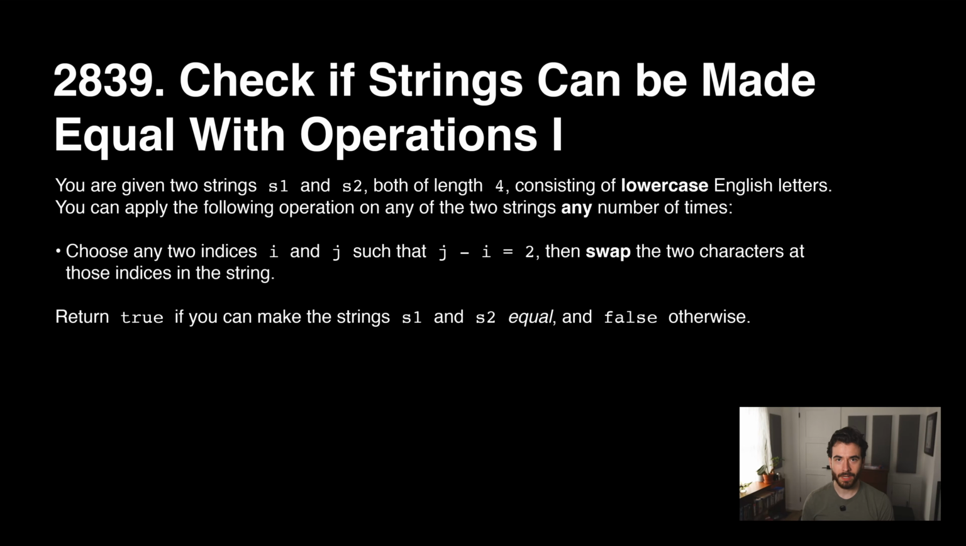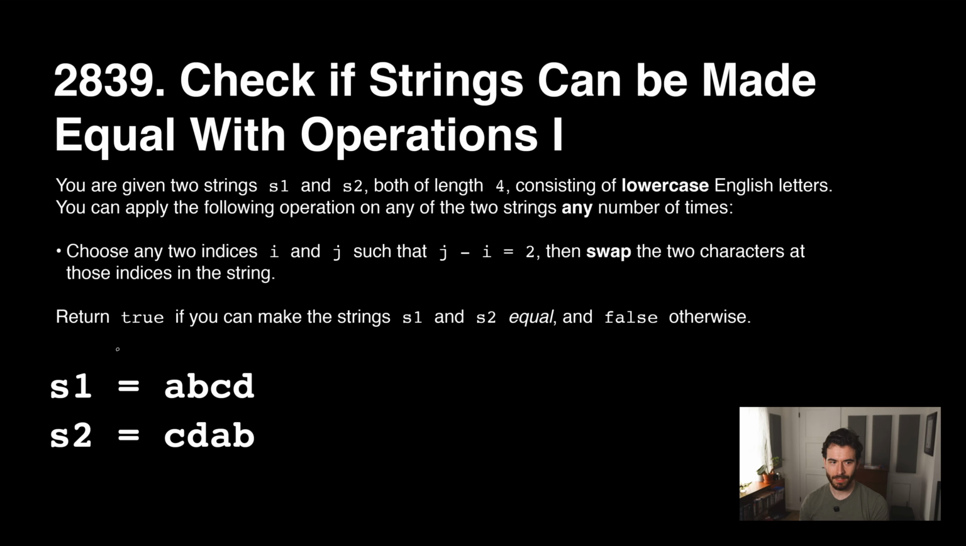What's going on, guys? So today we're going to be looking at LeetCode problem 2839, check if strings can be made equal with operations, part 1. So in this problem, you're going to be given two strings, and they both have a length of 4 and consist of lowercase letters. And we want to see if using a specific operation, is there a way that we can make these two strings equal to each other?